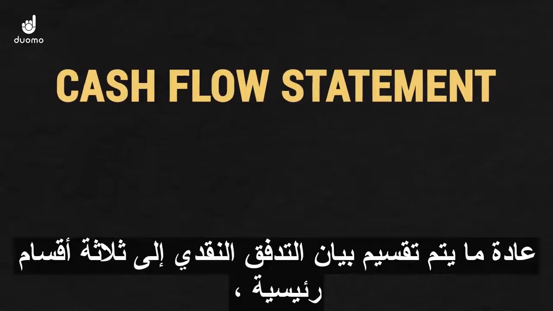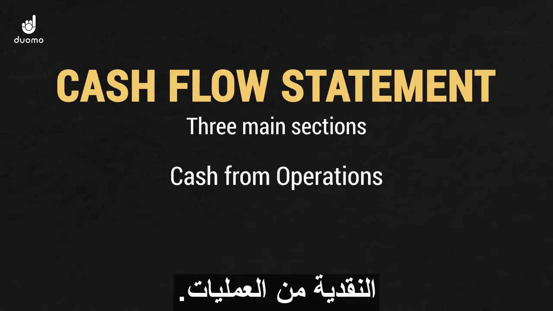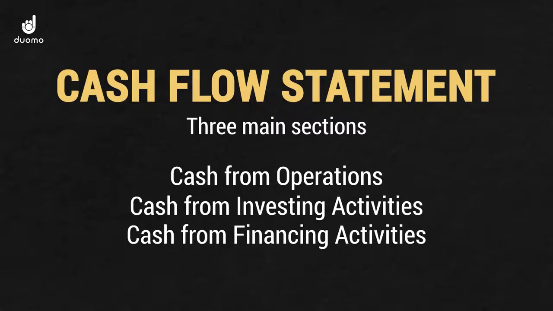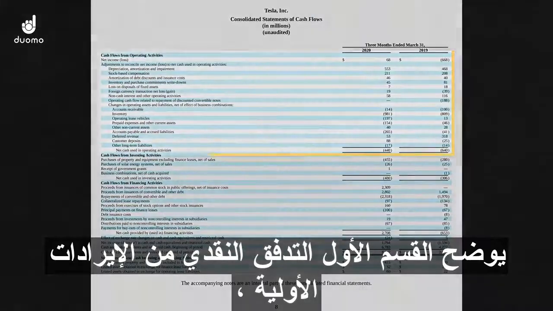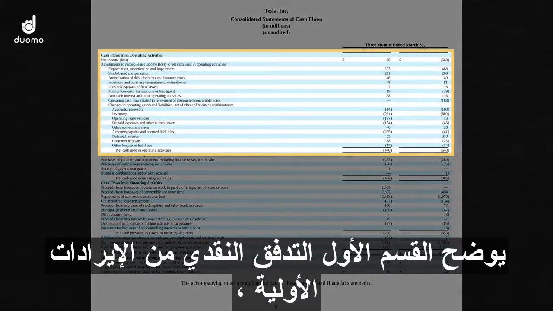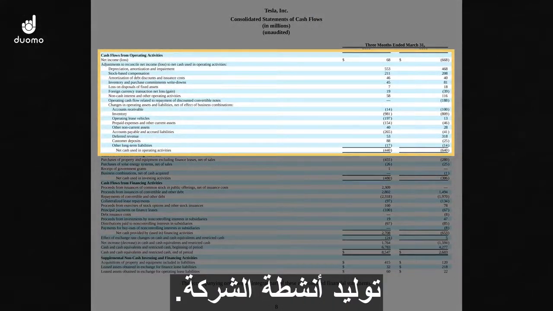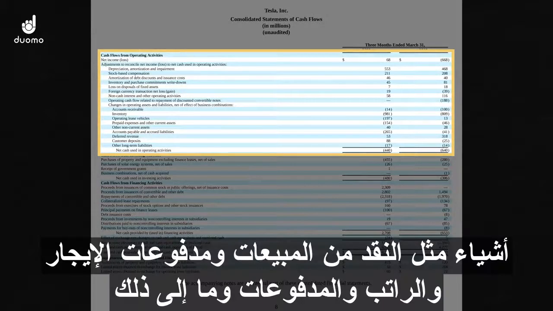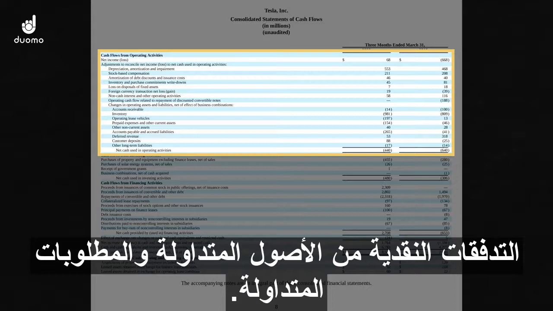The cash flow statement is usually split into three main sections: cash from operations, cash from investing activities, and cash from financing activities. The first section shows us the cash flow from the primary revenue generating activities of a company. So this includes the company's products or services, things like cash from sales, rent payments, salary payments, and so on. Cash flows from current assets and current liabilities.